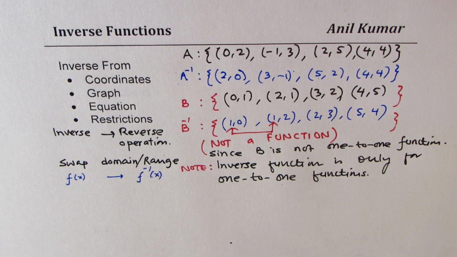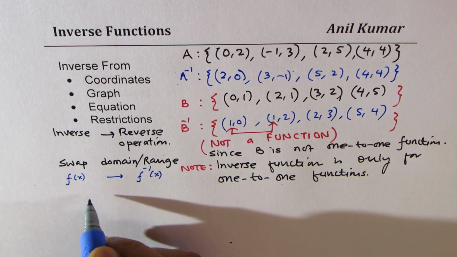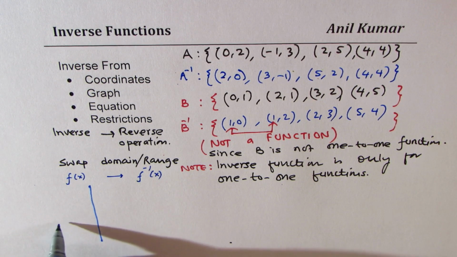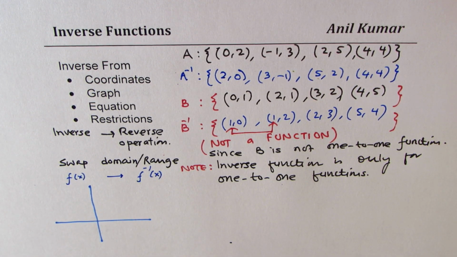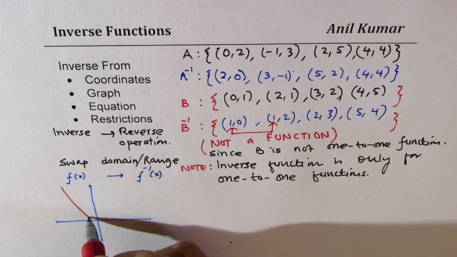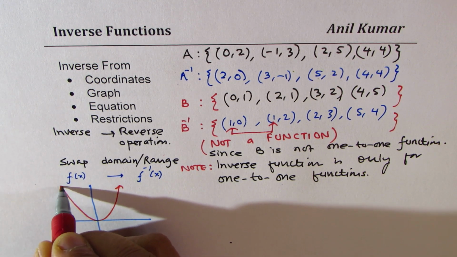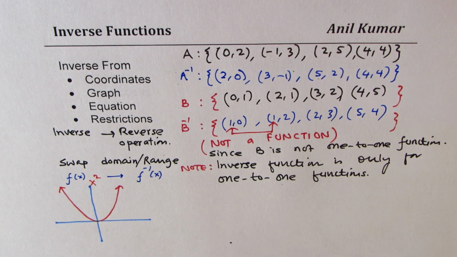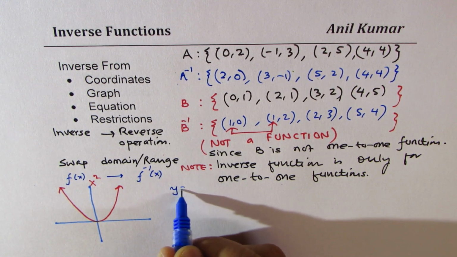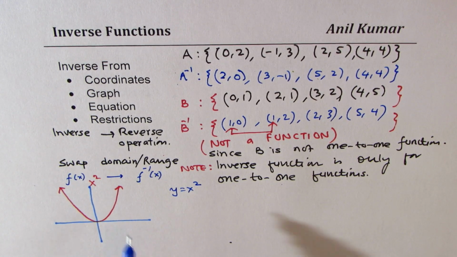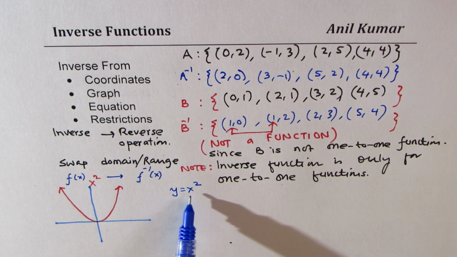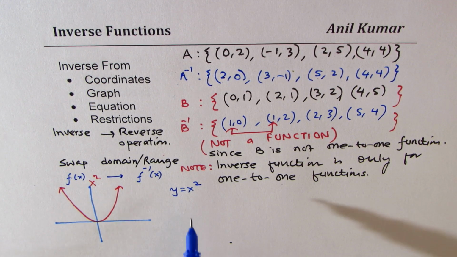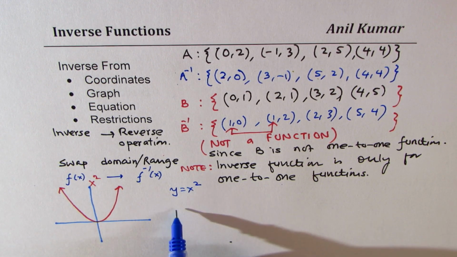Let me show this in the form of a graph. So I'll take another example here, which is an extremely good example. Let's take a parabola. Now the function here is x squared. So we could write this as y equals x squared. Now to find the inverse, I'll have to reverse the operation, right?